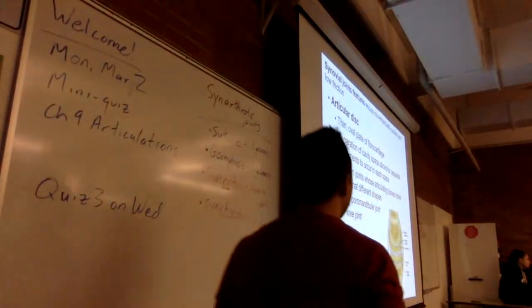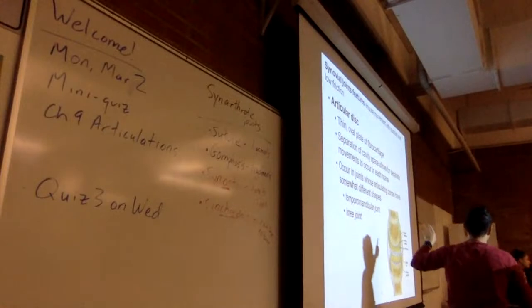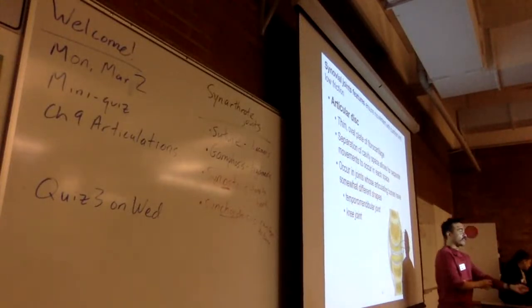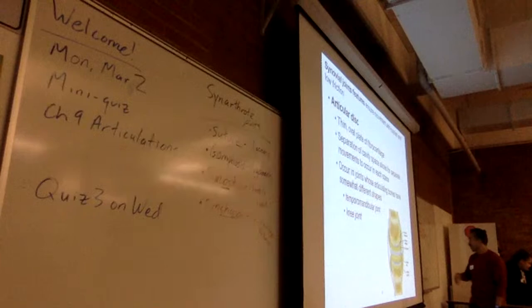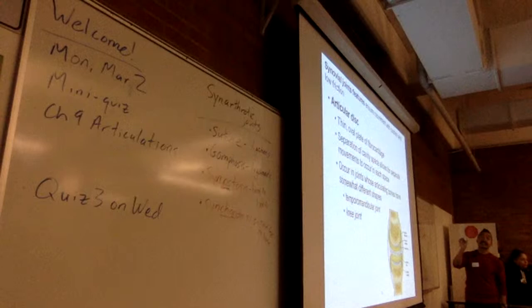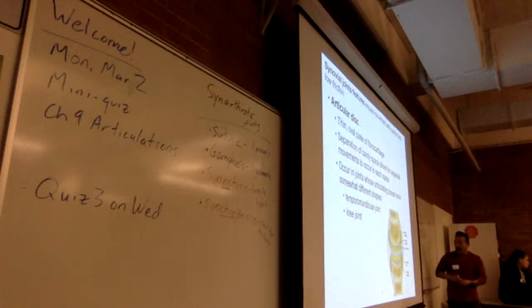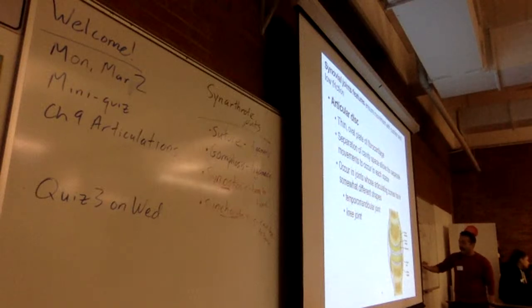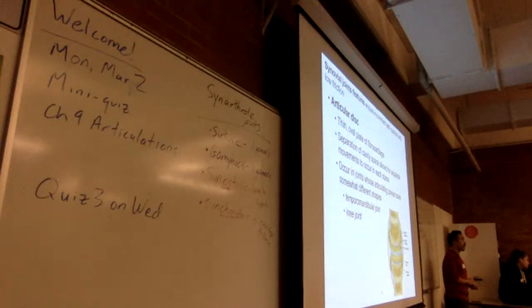Okay, getting even more specific. An articular disc is something you find only in some joints. I will tell you two of them. In some joints, you've got a bone that's separated by what's called an articular disc. So it's a disc of fibrocartilage. Because it's in between, now your joint cavity is separated into two. You've got a joint cavity here, and you have a joint cavity here. An articular disc separates the joint cavity into two.